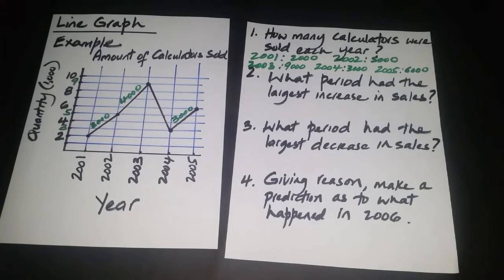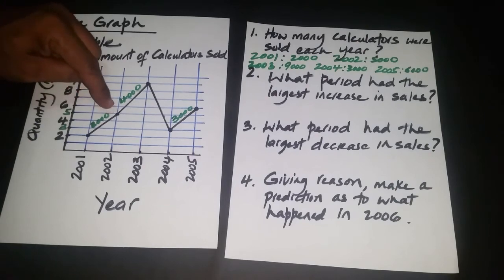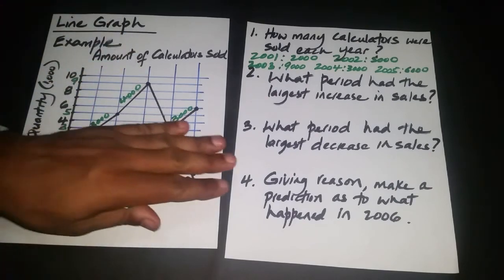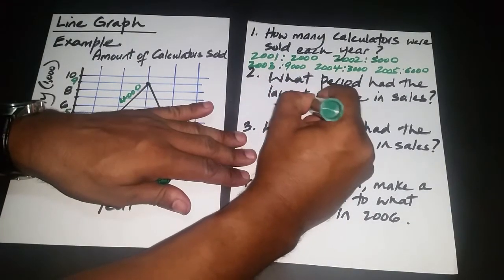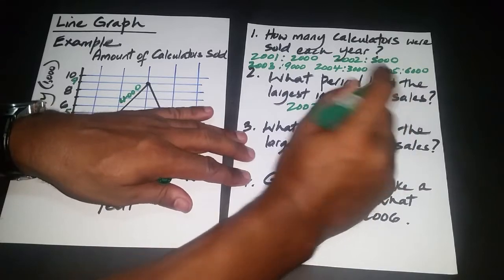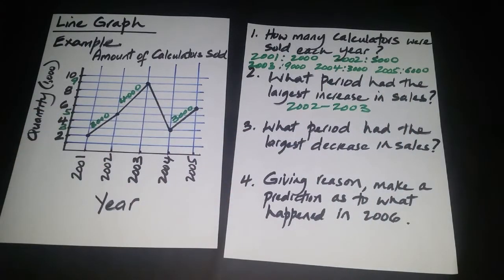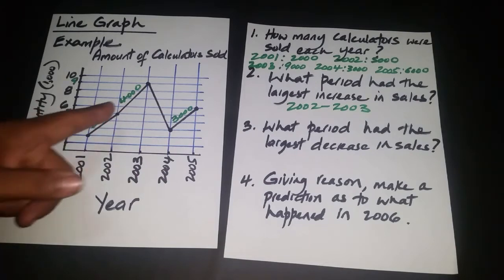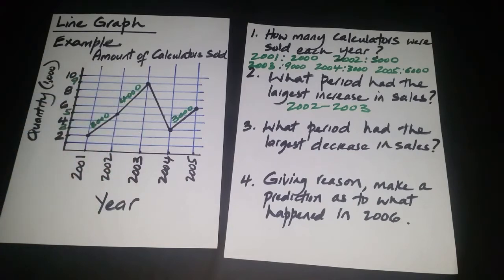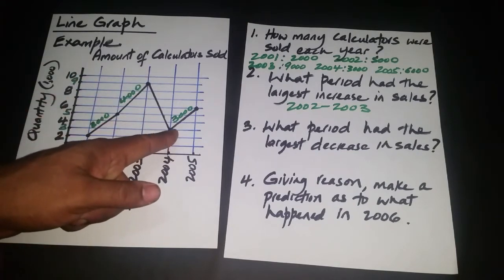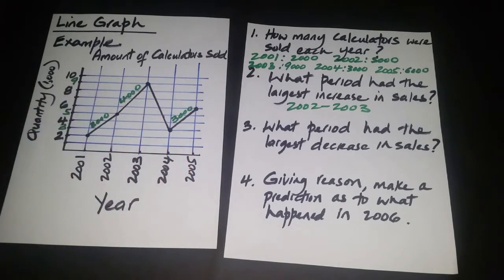So question 2 says, what period had the largest increase in sales? Obviously that would be from 2002 to 2003. So we just have to indicate that 2002 to 2003 had the biggest increase in sales of the number of calculators. All right, and you can clearly see that. So again, 5,000 minus 2,000 is 3,000. Here we have 5,000 and 9,000. Difference between those two is 4,000, and 3,000 and 6,000, difference there is 3,000. Question 3 says, what period had the largest decrease in sales?